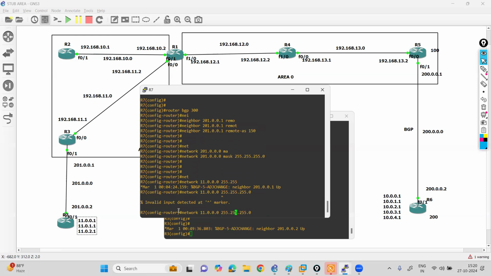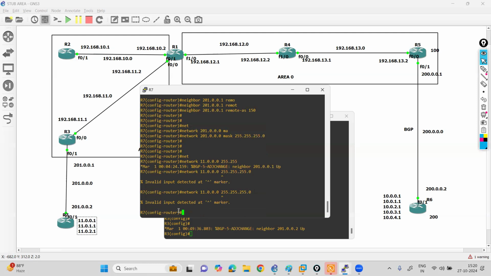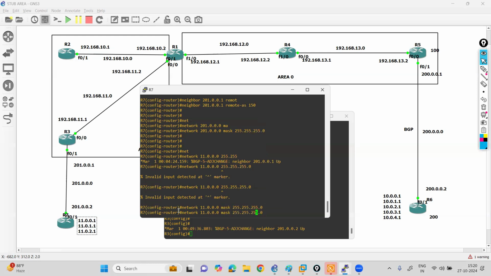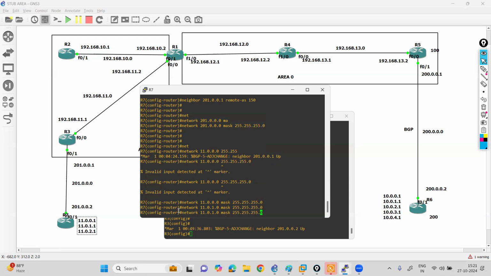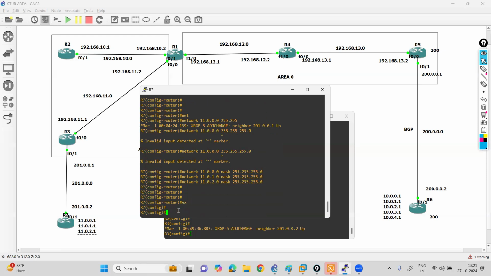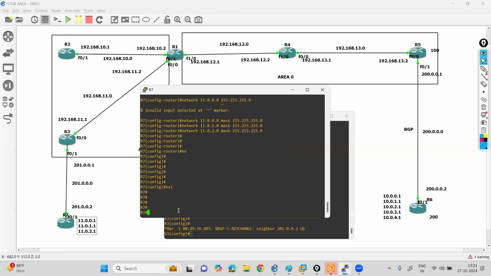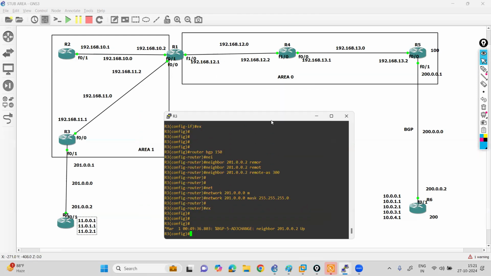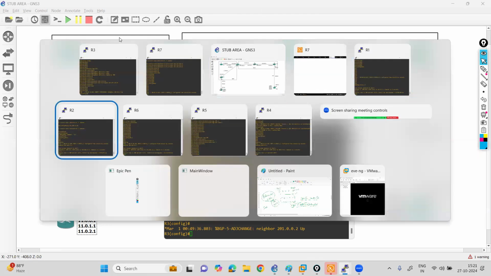The default subnet is different for 11. Let me check. 11.0.0.0. Network. Okay, we have to provide the mask here, dear. We have to mention the mask here. Okay. 11.0.1.0 and 11.0.2.0. Okay, dear.